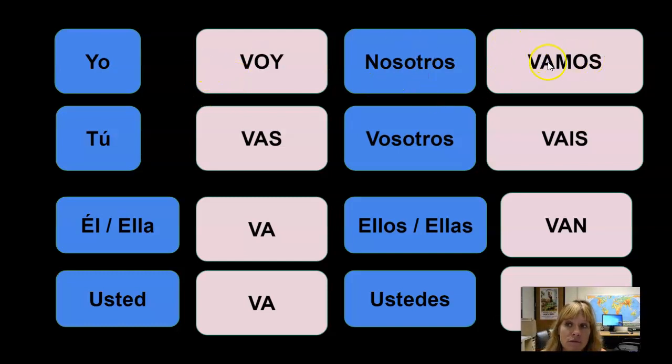So nosotros vamos a mirar el partido de fútbol americano domingo. We are going to watch the football game Sunday. So there's a couple different easy ways you can do that. So go ahead, you guys, and answer those questions 1 through 5 y conjugar el verbo ir.